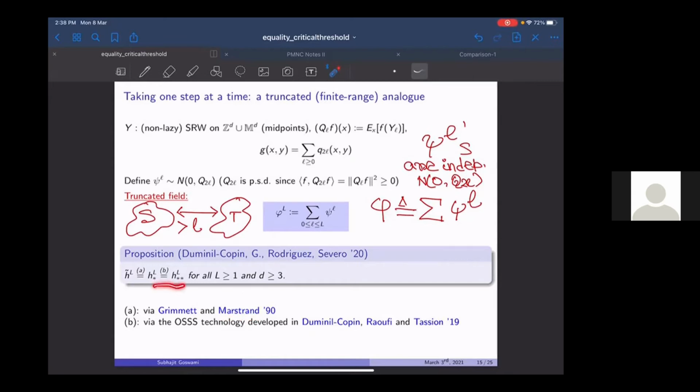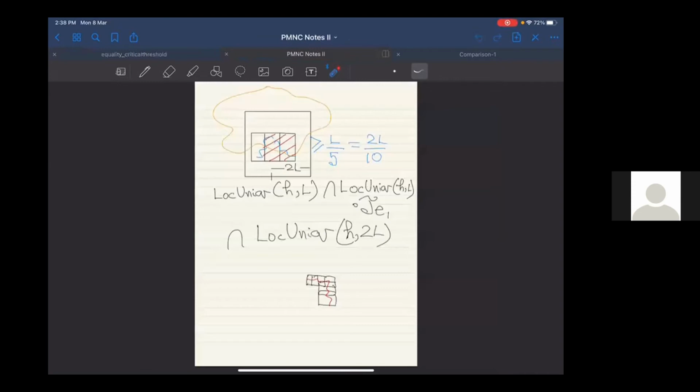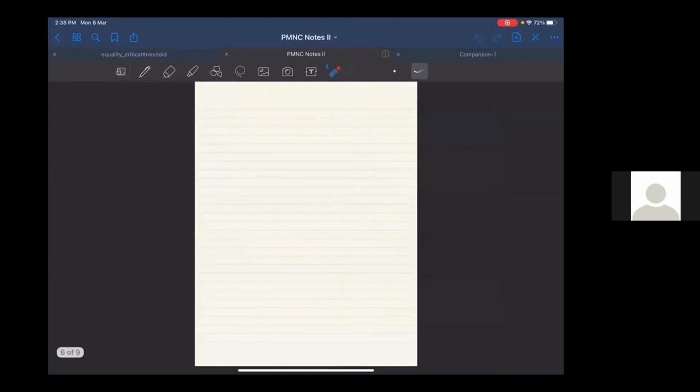For the other part, however, we don't know any way other than using this technology, OSSS technology, developed by Duminil-Copin, Raoufi and Tassion in their Annals of Mathematics paper in 2019. So let me talk a bit about that. I think it's important in its own right. It has instructive value.